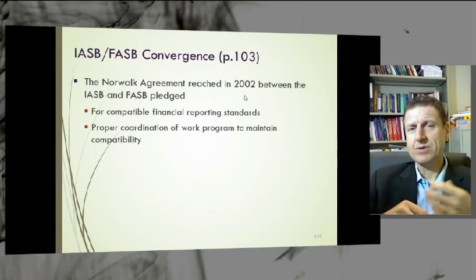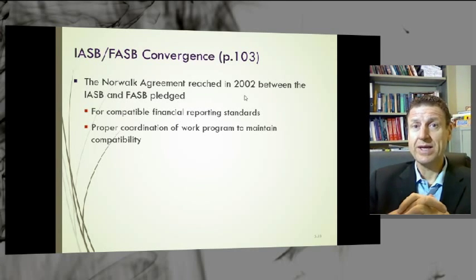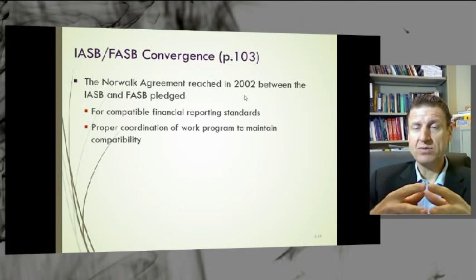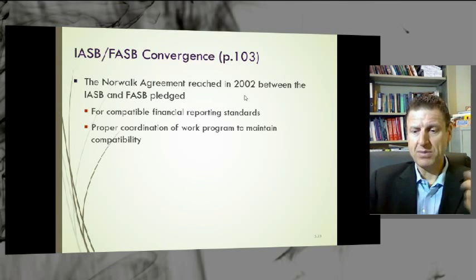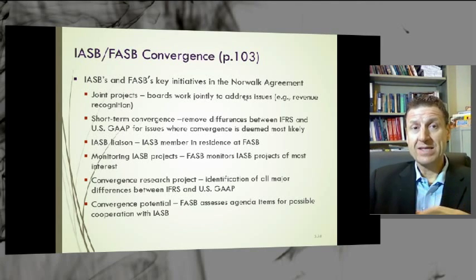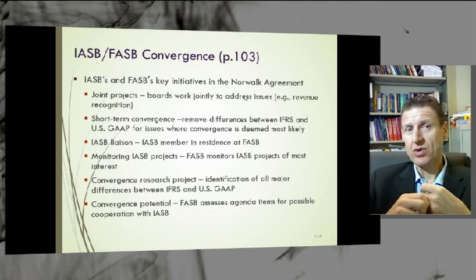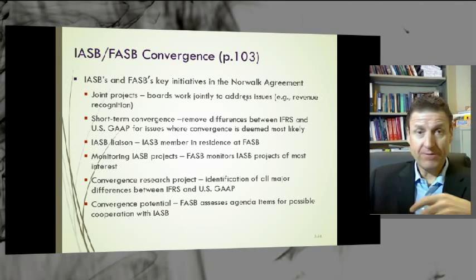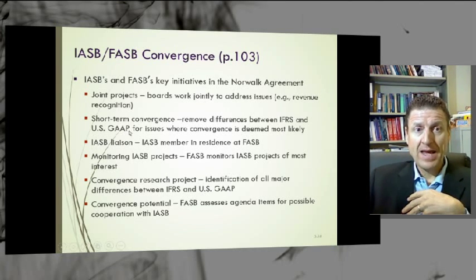The New York Agreement in the United States was reached in 2002 between the International Accounting Standards Board and the Financial Accounting Standards Board. They pledged for compatible financial reporting standards and proper coordination of work programs to maintain compatibility. That is a lot of coordination, a lot more communication between the various accounting standard setting bodies. Now the IASB and the FASB's key initiatives in the New York Agreement: joint projects, short-term convergence, IASB liaison, monitoring IASB projects, convergence research project, and convergence potential.